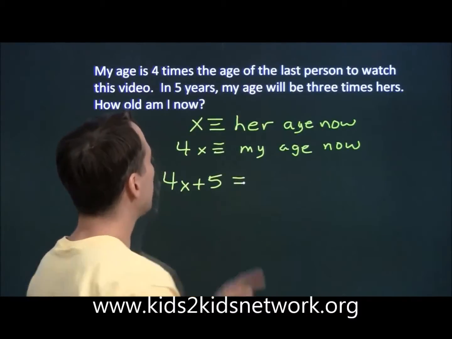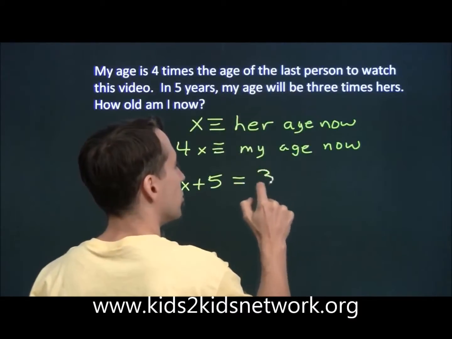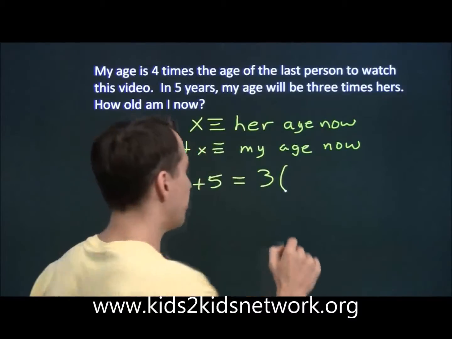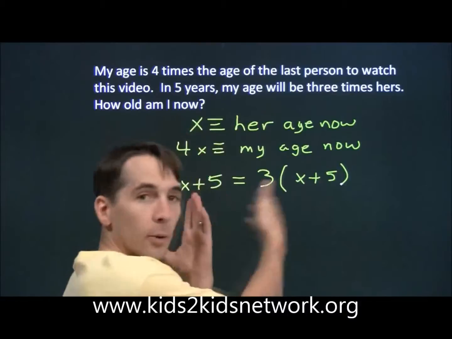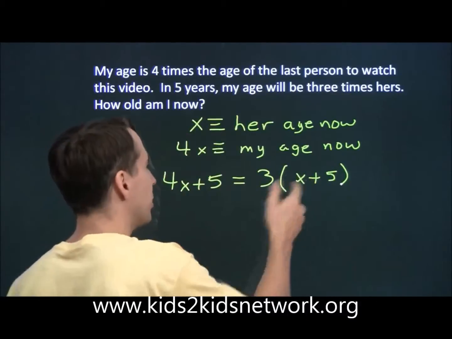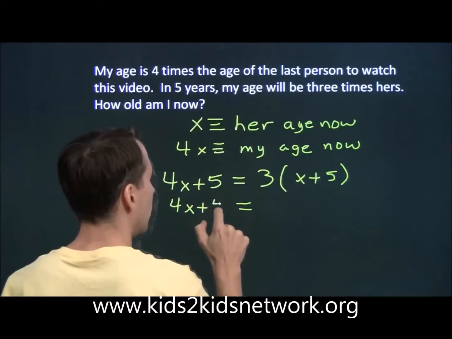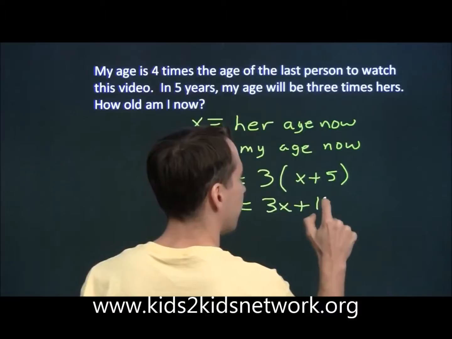And we know that that's going to be equal to 3 times her age in 5 years. So this is going to be 3 times her age in 5 years, which is x plus the 5 years that have gone by. And there we go. We have an equation. And we know how to tackle this. We'll expand the right side first, and we'll have 4x plus 5 equals 3x plus 3 times 5, which is 15.